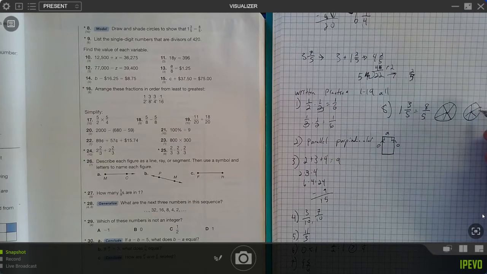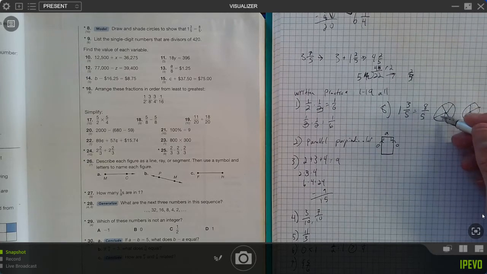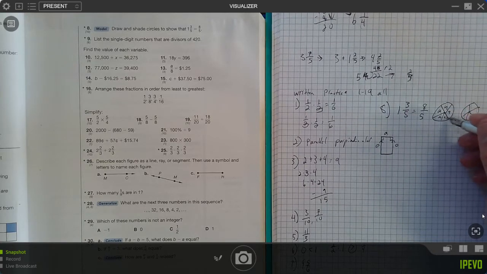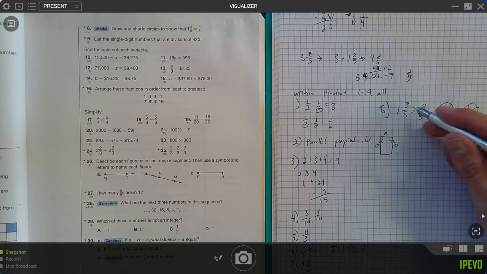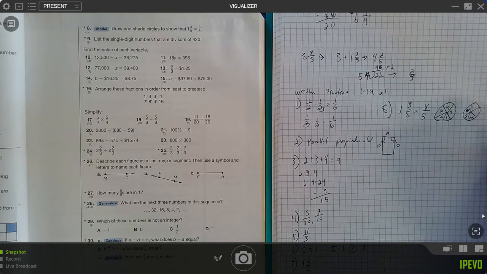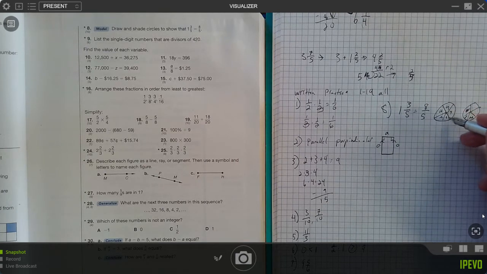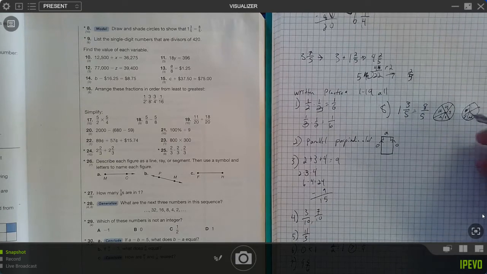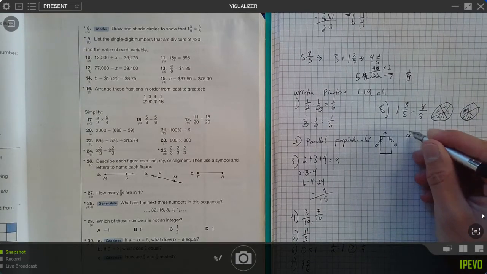So 1, 2, 3, 4, 5. So all these are shaded, and then 3/5. 1, 2, 3. Okay. There's 1, 2, 3, 4, 5, 6, 7, 8 shaded bits and 2 unshaded bits. Okay.